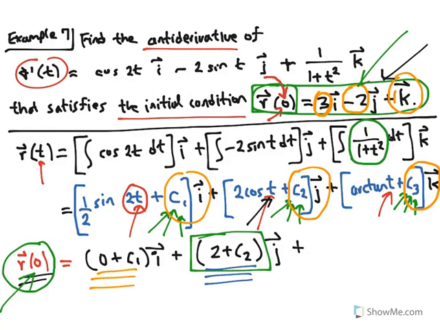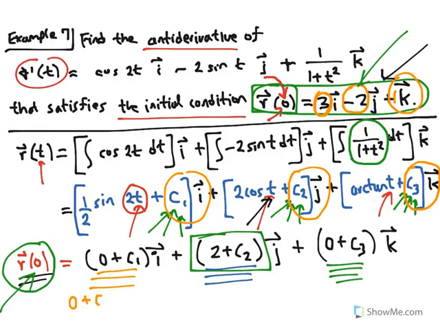So our next step is to go ahead and evaluate arctangent of t at t is equal to 0. Arctangent of 0 is 0. What is the angle whose tangent is 0 between negative pi over 2 and pi over 2? 0. So you have 0 plus c sub 3, and you're going to multiply that by the standard unit vector k. And again, this is r of 0, and the given initial condition is r of 0 is equal to 3i minus 2j plus 1k. So you're going to equate this with 1. And then you will solve for your constants of integration.